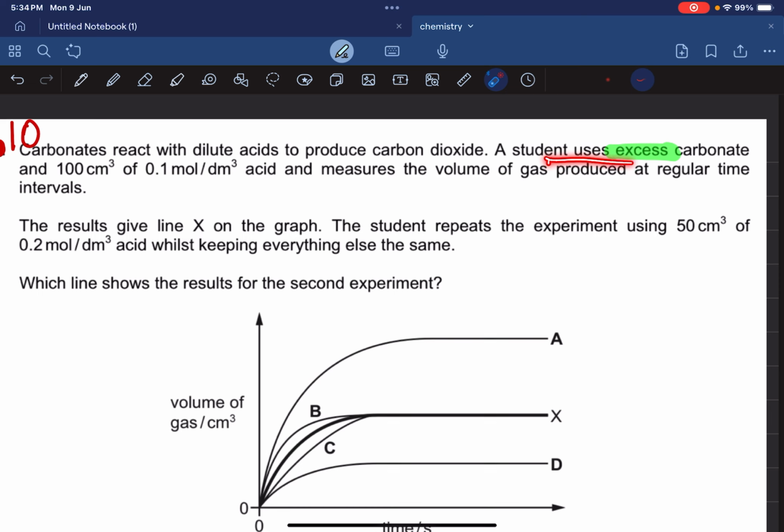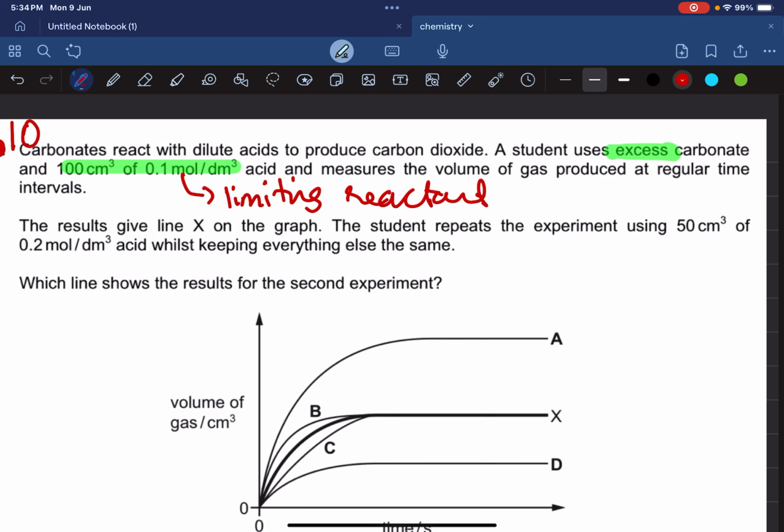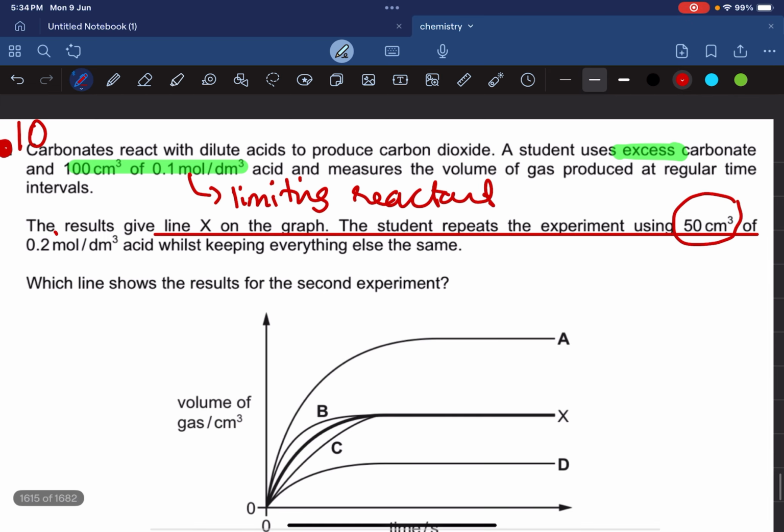Okay, we have excess carbonate and we have 100 cm³ of 0.1 mole per dm cube of acid, and measures the volume of the gas produced at regular time intervals. So acid is the limiting reactant. Okay, acid is the limiting reactant. The results give line X on the graph. The student repeats the experiment using 50 cm³ of 0.2 mole per dm cube acid whilst keeping everything else the same.